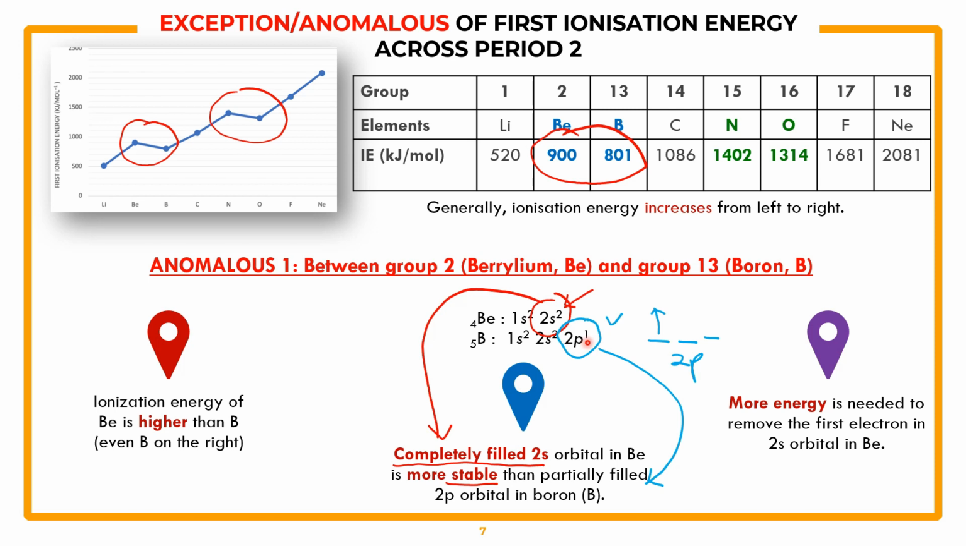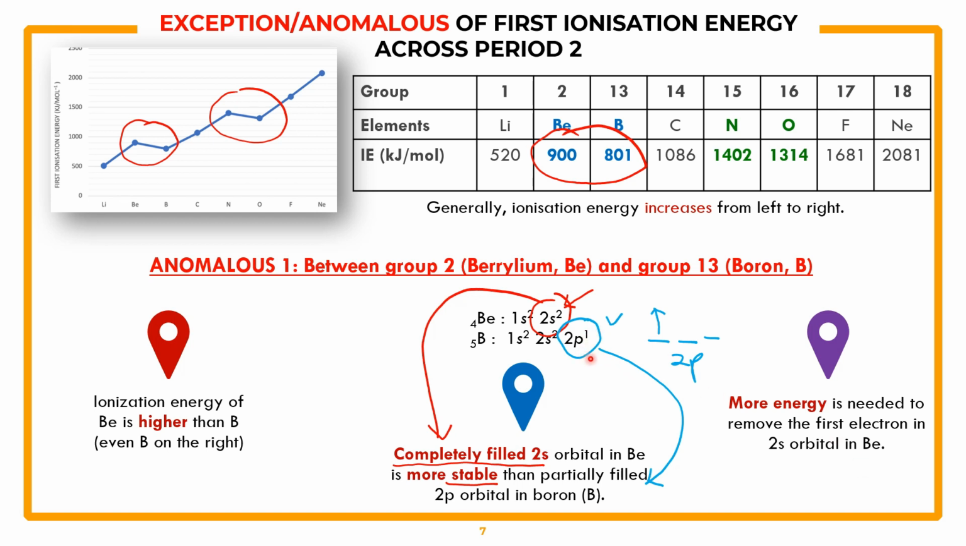Okay, so disebabkan oleh 2s orbital in beryllium is more stable compared to the partially filled 2p orbital in boron, maka it is easier to remove this first electron in the boron than the beryllium. So that is the reason kenapa boron has lower first ionization energy compared to the beryllium. So more energy is needed to remove the first electron in 2s orbital in beryllium. Okay, ataupun ayat yang terbaliknya adalah less energy is needed to remove the first electron in 2p orbital in boron.